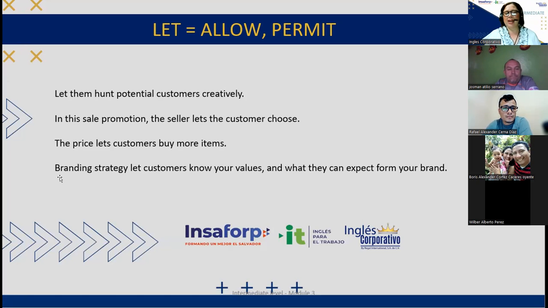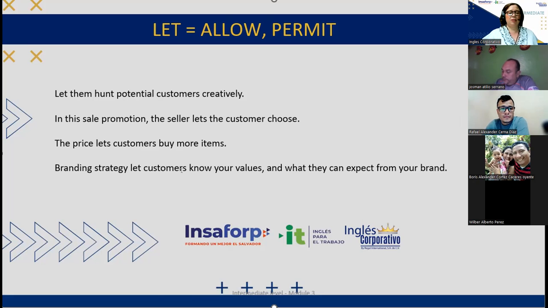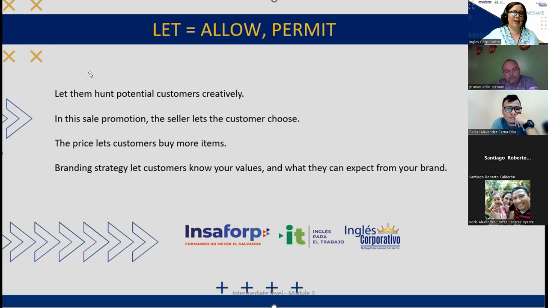All right, let's look at the branding strategy expression we've got here. Branding strategy, let customers know your values and what they can expect from your brand. What is permitting that customers know your values? Your branding strategy, okay? Branding strategy is your subject. Then you have your causative let. Then you have the object who is going to perform the action. What action? Know your values and know what they can expect from your brand. Are we okay? Are you following this? Yes, I do. Okay, thank you.